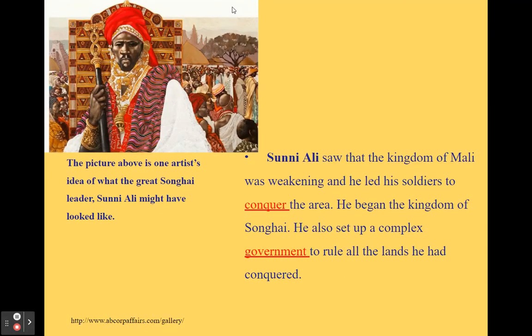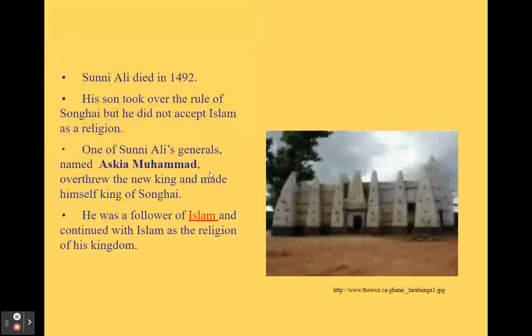All right, so this is one artist's idea of what Sunni Ali might have looked like. He saw that the kingdom of Mali was weakening and he led his soldiers to conquer the area, and he actually set up the kingdom of Songhai. He also set up a very complex government to rule all of the lands he had conquered. So Sunni Ali conquered Mali, created Songhai, set up a complex government. Okay, that's pretty important there.